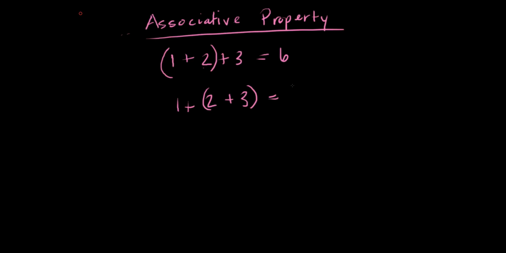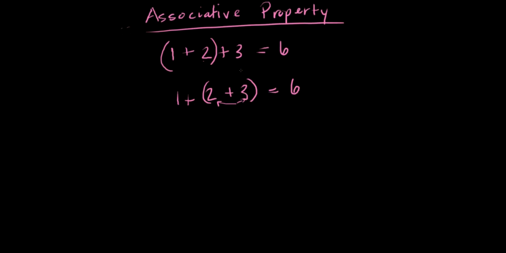Well, still 6. What if we use the commutative property to swap the 2 and the 3? Because we can do that, right? Commutative property says the order doesn't make a difference. So if I rewrote the problem as 1 plus 3 plus 2, and I group the 1 and the 3 first, add those, and then add the 2, I get 1 plus 3 is 4, plus 2, still 6.